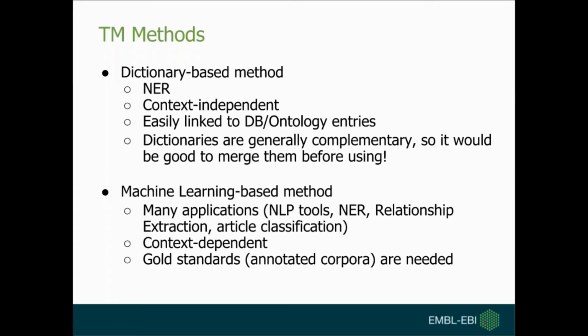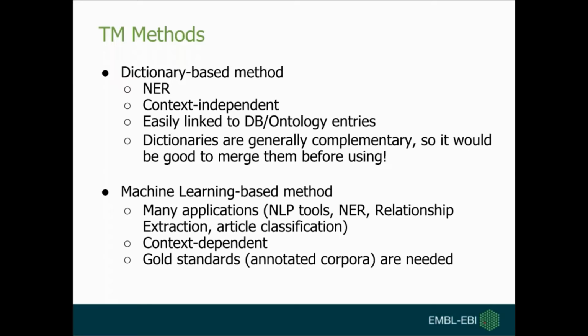This method involves creating a dictionary from terminological resources and using it for named entity recognition problems. It's a context-independent approach. By using this method, it is easy to link annotated entities in text to dictionaries or ontologies. Previous studies utilizing dictionaries reveal that dictionaries are generally complementary, so it would be ideal to merge them before using. Another method is machine learning.